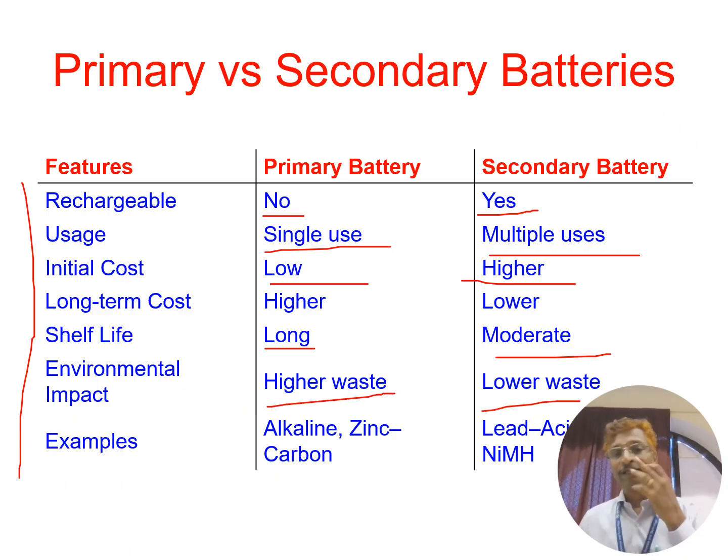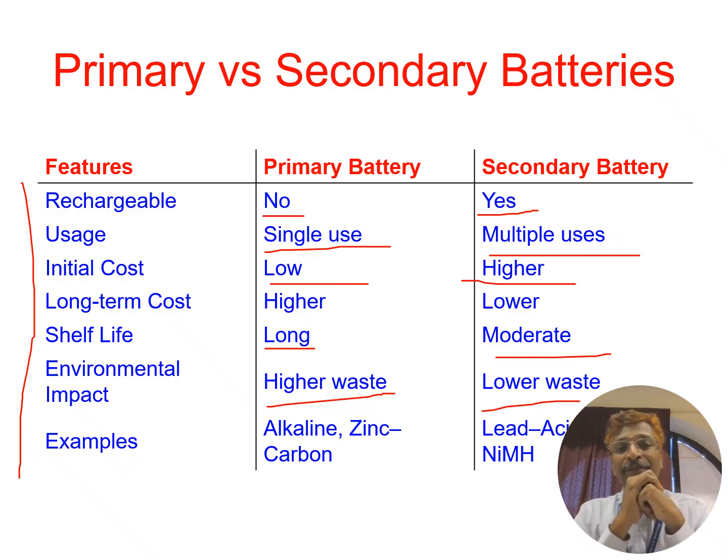Very simple, because a primary battery is use and throw. Once the battery's lifetime is over, you have to dispose of it. A secondary battery also has to be disposed of, but its lifetime is lengthy compared to a primary battery, so the number of uses will be very high. For example, we can use a secondary battery for 2 years, 3 years.